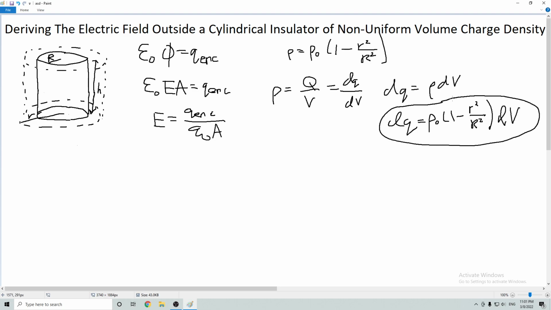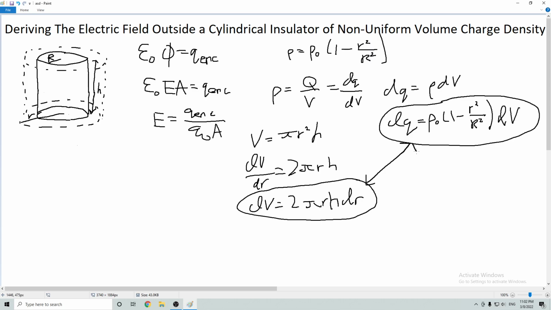Now what's dV? We can actually solve for that. The volume of a cylinder is pi r squared h, because that's the base of the cylinder times its height. That gives us its volume. So now we just take the derivative of the volume with respect to r, which is 2 pi rh. So dV is equal to 2 pi rh dr.